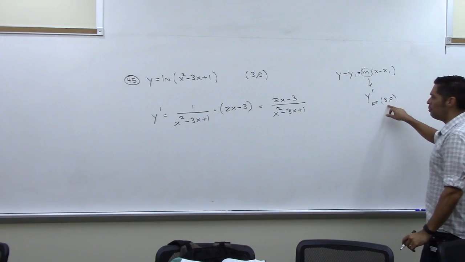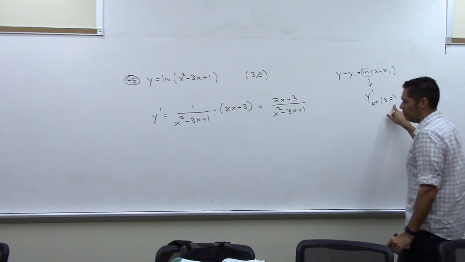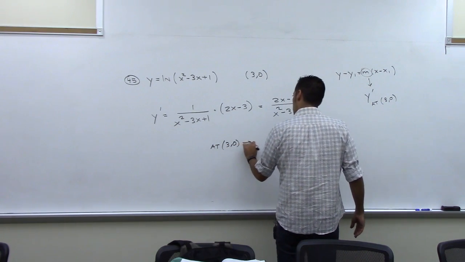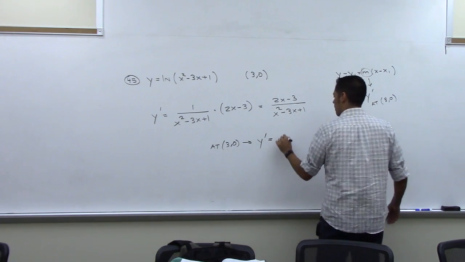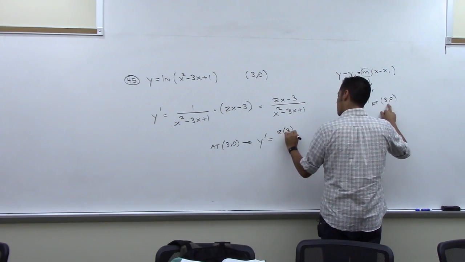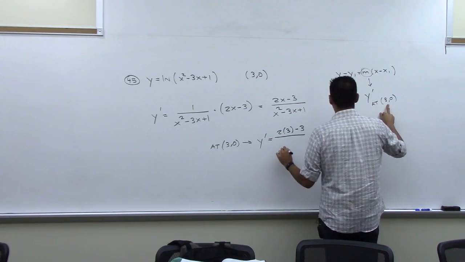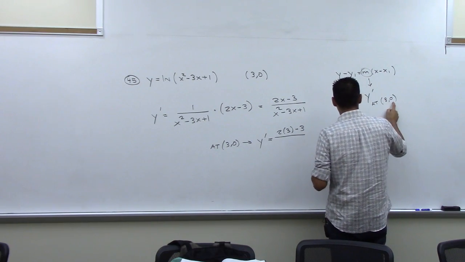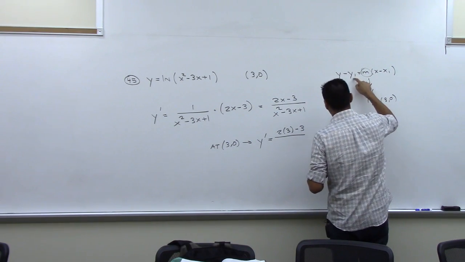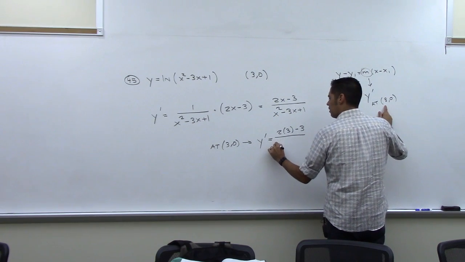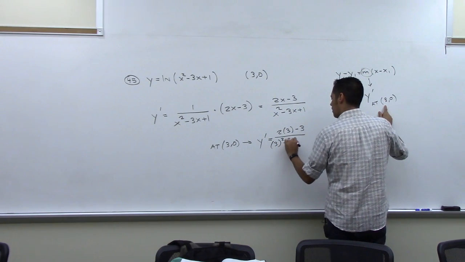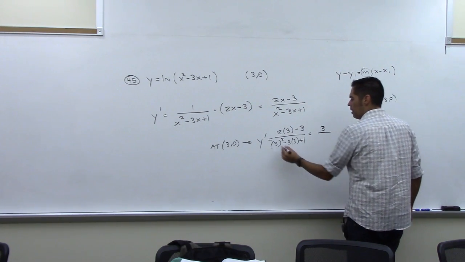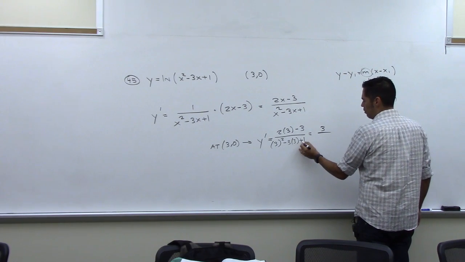We want the derivative at the point 3, 0, so I'm going to replace x with 3 and y with 0. So at 3, 0, we get that y prime equals 2 times 3 minus 3 over, oh yeah, also there's no y in here, so that 0 really doesn't matter. That 0 is only going to come into play right here. Replace that with 3, so 3 squared minus 3 times 3 plus 1. So top is 6 minus 3 is 3 over 9 minus 9 is 0 plus 1, so that's 1.